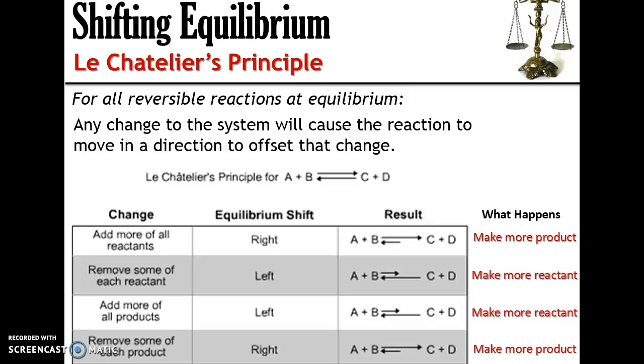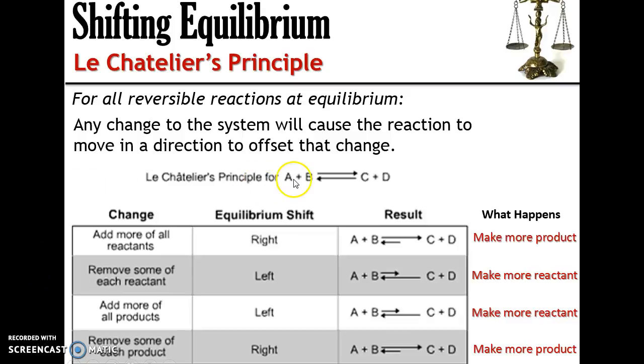So let's talk a little bit about Le Chatelier's principle. Le Chatelier, I always pronounce it wrong. I'm not French, so I haven't got the not pronouncing the R down yet, but yeah, it's Le Chatelier. Sorry about that. So for all reversible reactions at equilibrium, anytime you have a change in the system, this will cause the reaction to move in a direction to offset that change. So let's look at what that looks like.